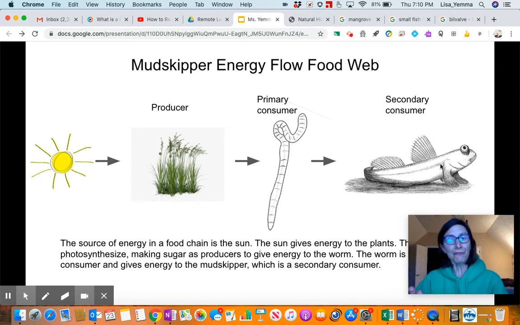This is different from what you learned in fourth grade. In fourth grade, you learned who eats who. That's not how we represent food webs in high school. In high school, we're looking for the flow of energy.